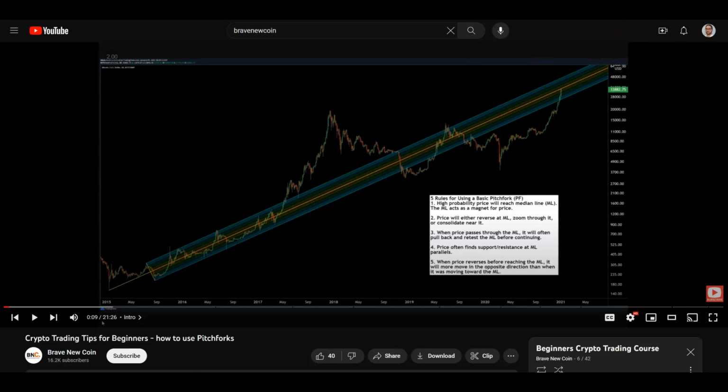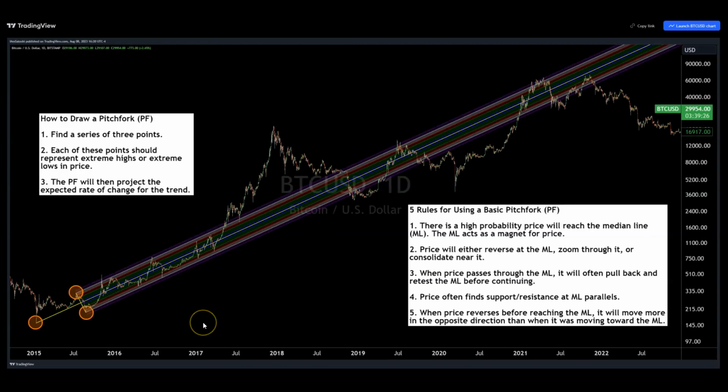This is the original OG pitchfork on Bitstamp. So how do we draw a pitchfork? We find a series of 3 points. Each of these points, like I said, should represent extreme highs and lows in price. And then the pitchfork will project the expected rate of change for the trend based on those 3 points. Okay, so in this example, I'm picking these 3 points.